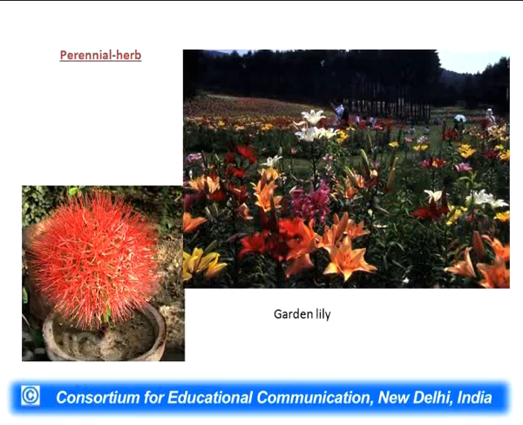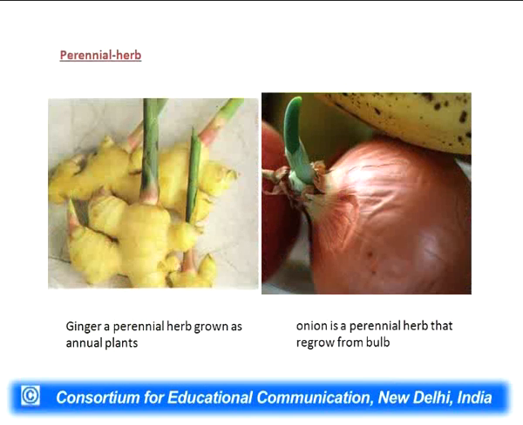So, there are many perennial herbs. These are all perennial herbs which beautify the gardens. In all the cases there is a rhizome down below, which is like a stem, and branches keep coming up one after another, which mimic a new plant every time. There are many perennial herbs, even ginger and onion are all perennial herbs. Their stems grow under the ground.